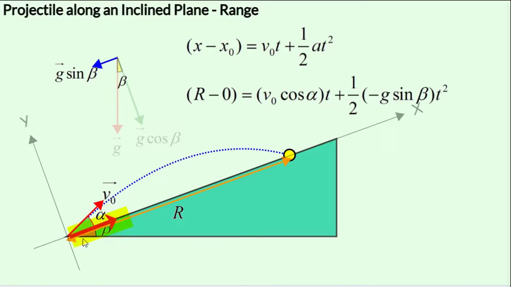The initial velocity along the x-axis is v0 cos alpha. The acceleration component along the x-axis is g sin beta, and its direction is opposite to that of the initial velocity, so this is in the negative x direction. So let's substitute for t the time of flight, which we had computed as 2 v0 sin alpha over g cos beta. That's it for the physics. What follows now is pure mathematics.